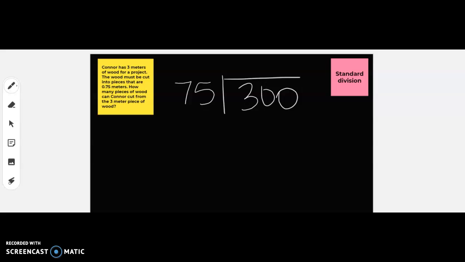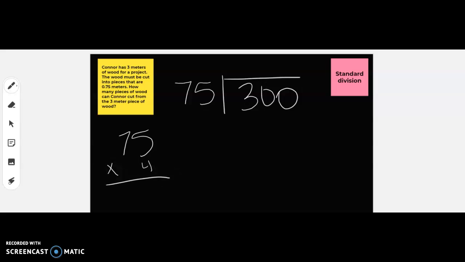So if I do this, I've already solved this twice now, so I believe my answer is going to be 4. I know that I've got to take some number up here, multiply it by my 75 to give me 300, because the second step here, once I divide, is to multiply. So I'm going to check my work over here, and I think my answer is going to be 4.